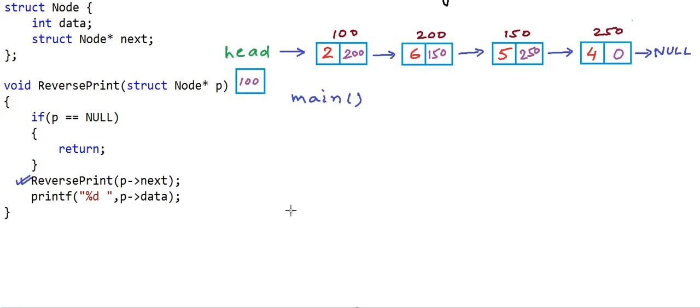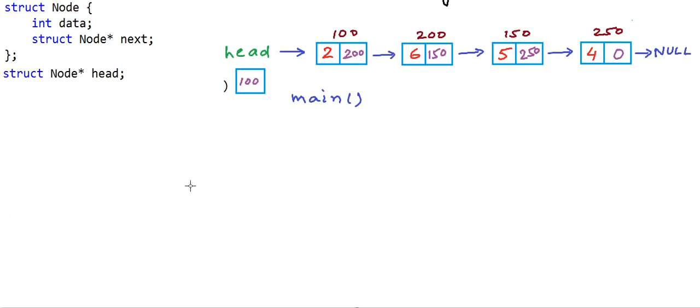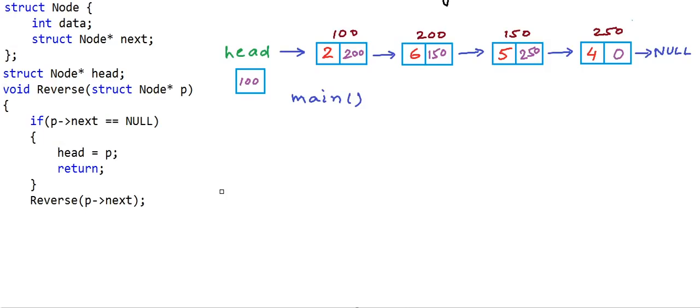So let us now see how we can implement the reverse function using recursion. Let's say, for the sake of simplicity in implementation, that head is a global variable, so it is accessible to all the functions. Now we will implement a function named reverse that will take the address of a node as argument. Initially we will pass the address of the head node to this function. Now I want to do something like this in my recursion. I want to go on making a recursive call till I reach the last node.